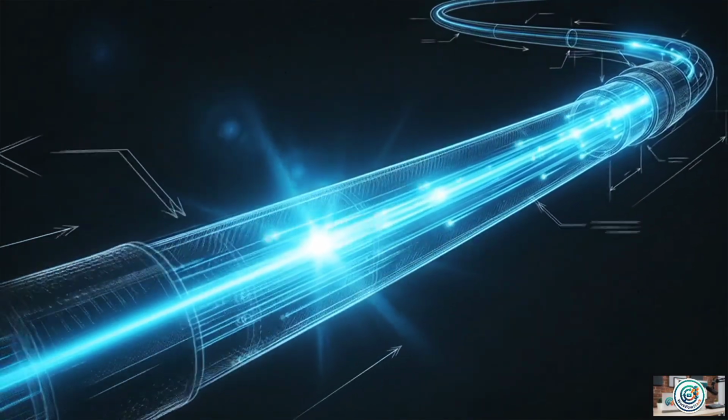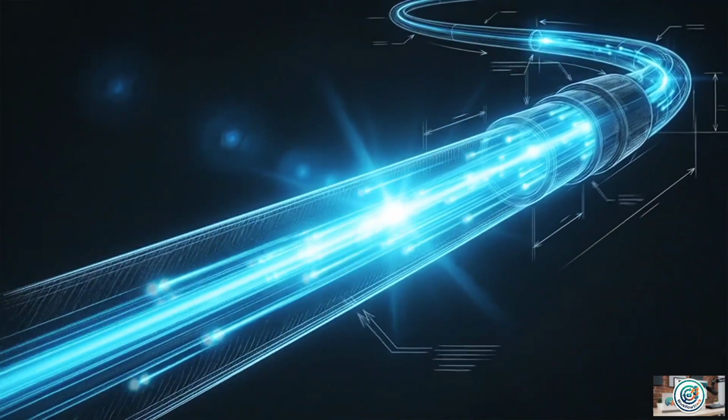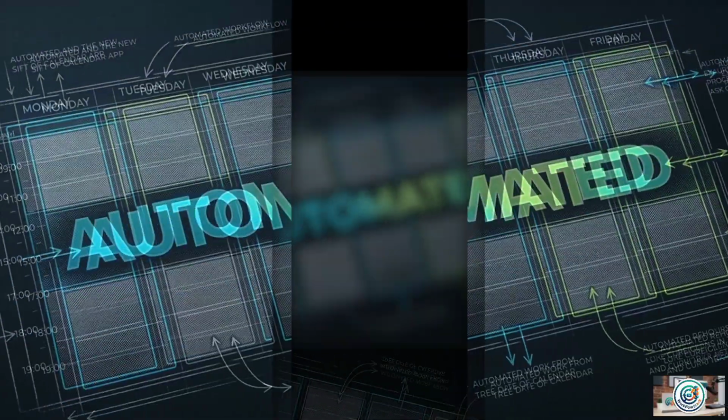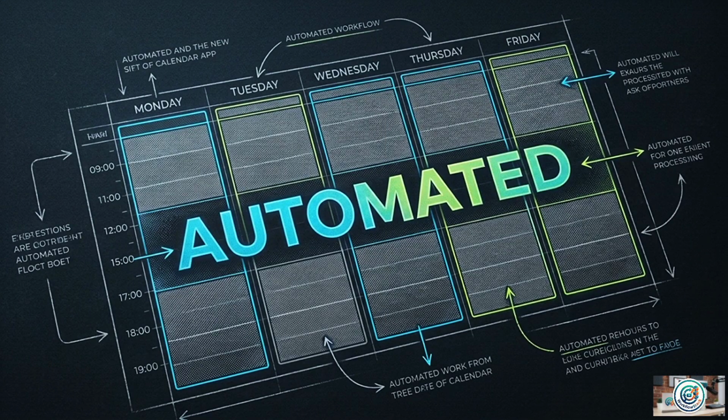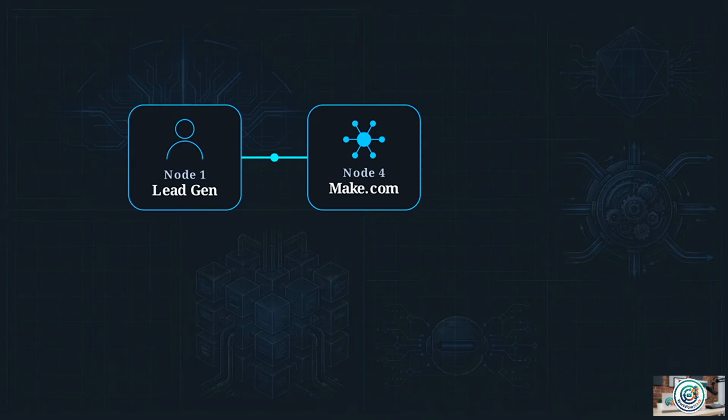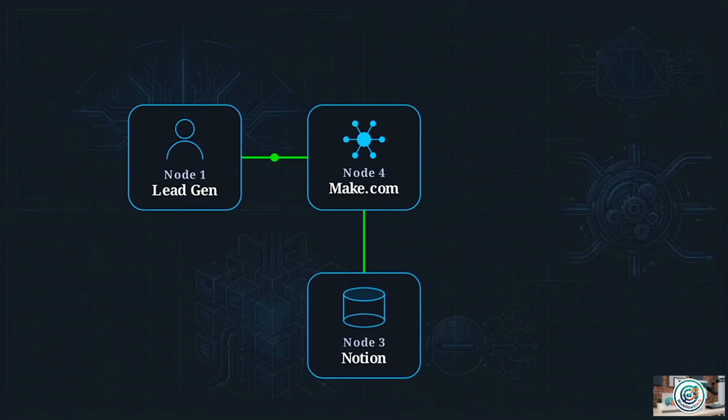The data passes silently between all your tools with 0 human intervention required. You save hundreds of manual hours every month. The cost is that you will inevitably have to troubleshoot broken workflows whenever a third-party platform updates its API. Make then routes all of this process data down into Node 3, Notion, which serves as your central database and CRM.